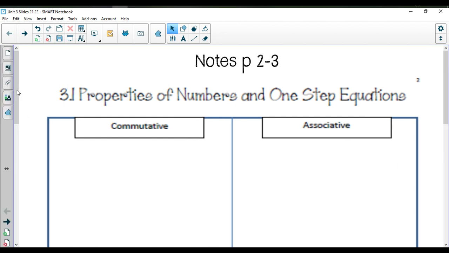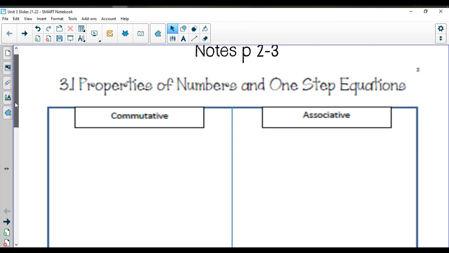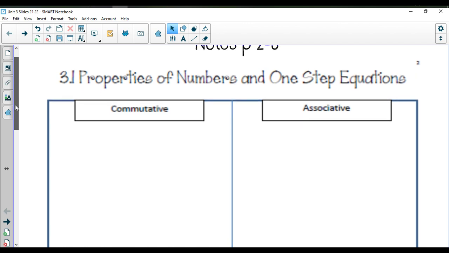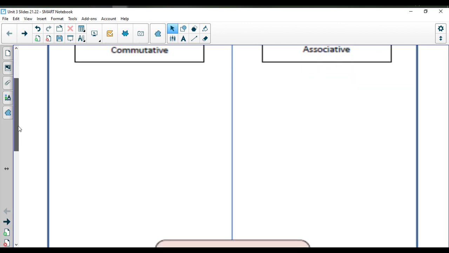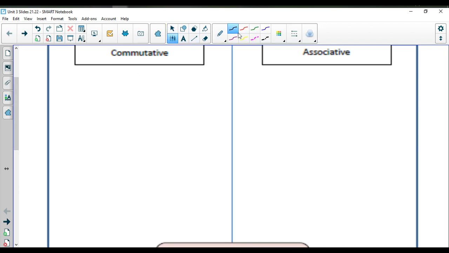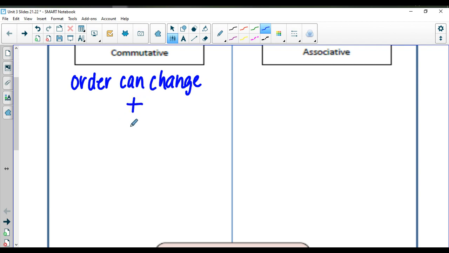So we're going to start in your notes packet on page 2, and it's lesson 3.1, properties of numbers and one-step equations. So the first one we're going to talk about is the commutative property. And the commutative property, really simply put, just means that order can change. And this property only works for addition and multiplication. So you can't change the order in a subtraction or a division problem for obvious reasons.